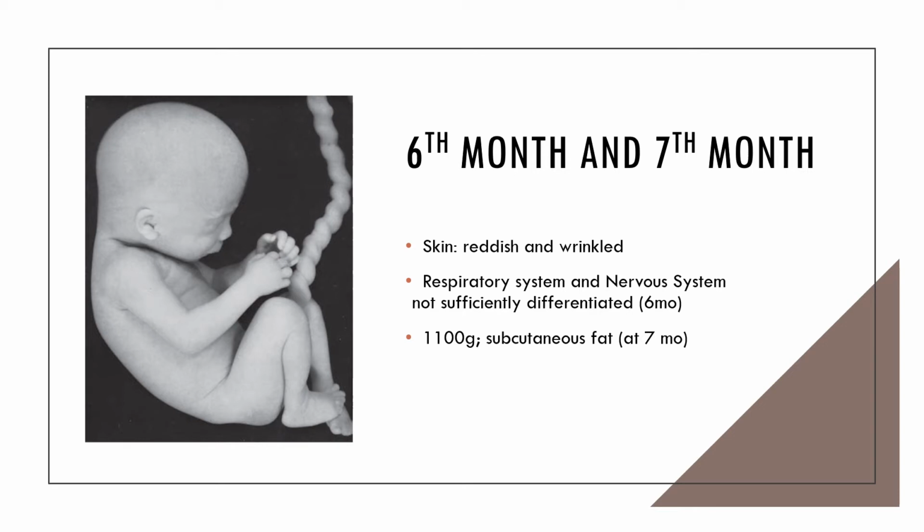However, by 6.5 to 7 months, the fetus would be already around 25 centimeters based on crown rump length and would weigh approximately 1,100 grams. If the fetus is born at this time, he or she would have greater chances of surviving. That would be around 90%.